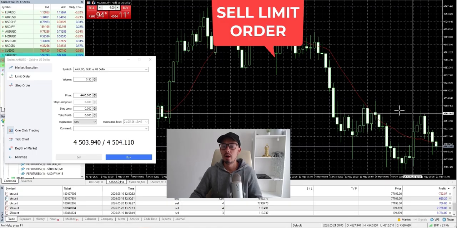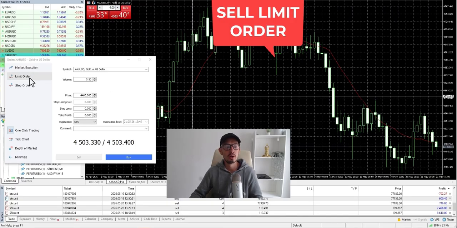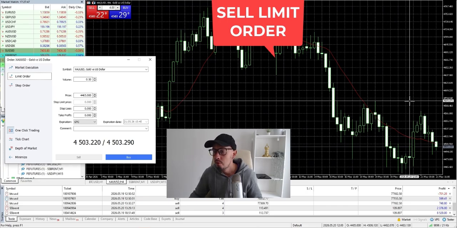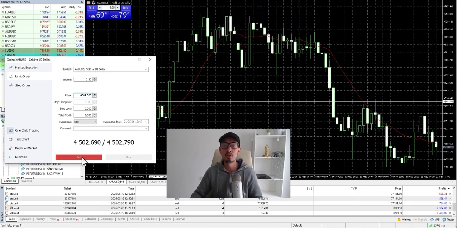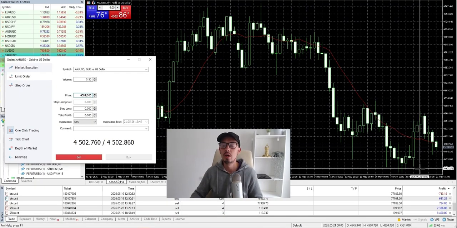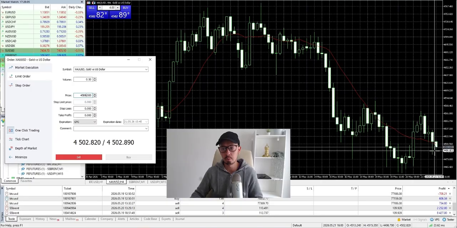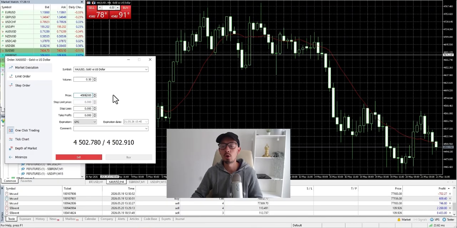So for example, again, I can see that there is a strong resistance at 4589. So I will open a limit order and place it at 4589, and I can see it only allows me to sell. So this will be my sell limit order, which means that when I place this pending order, only when price goes up from this point to this level will the market place my sell order. Otherwise, that order will never be placed.